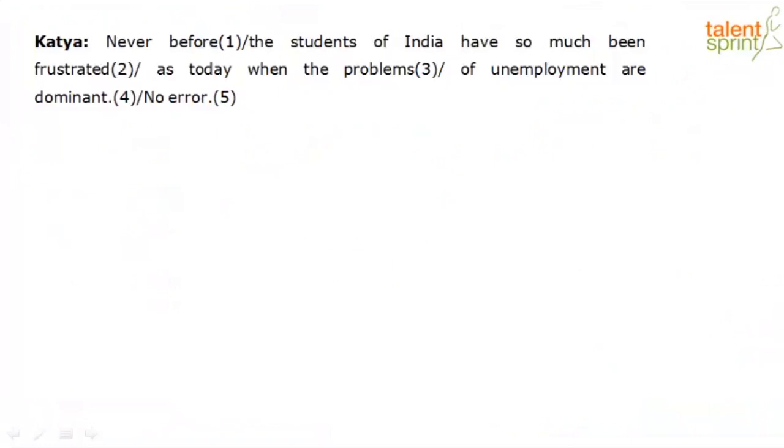Never before the students of India have so much been frustrated as today when the problems of unemployment are dominant. So obviously the sentence is divided into 4 parts, right? Never before is part 1. The students of India have so much been frustrated is part 2. As today when the problems is part 3. Of unemployment are dominant is part 4.